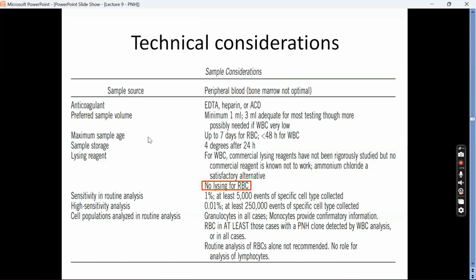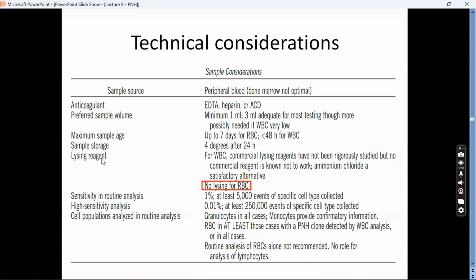What is the maximum sample age? For WBCs, as with any leukocyte assay or clinical flow cytometry assay, less than 48 hours is desirable. But for RBCs, less than 7 days is optimal. So even on the 4th or 5th day after taking the sample, you can do the PNH assay on RBCs, but not on WBCs. The sample is stored at 4 degrees for 24 hours.